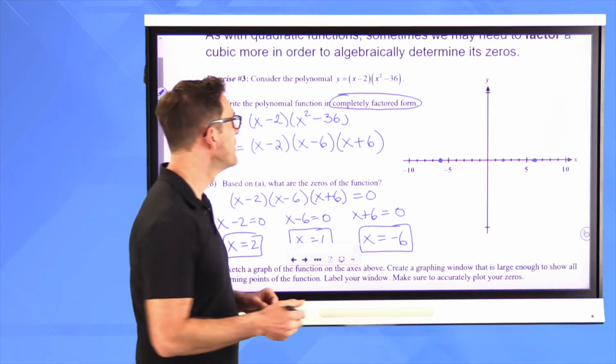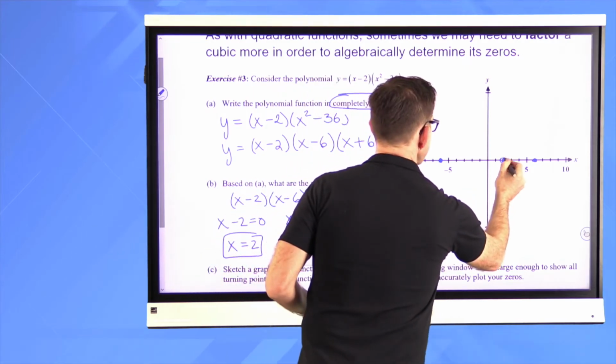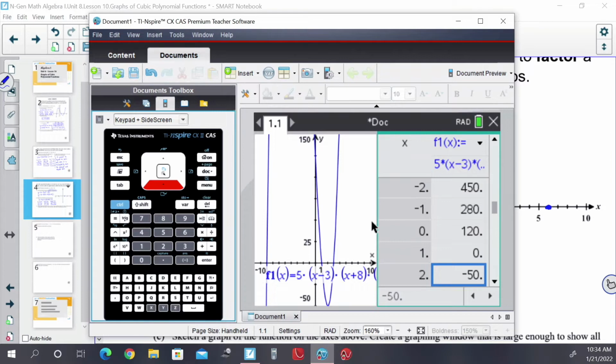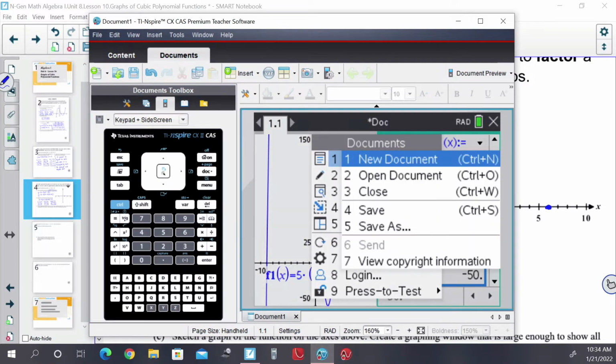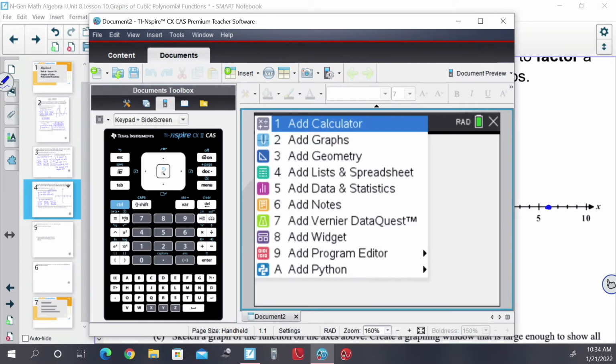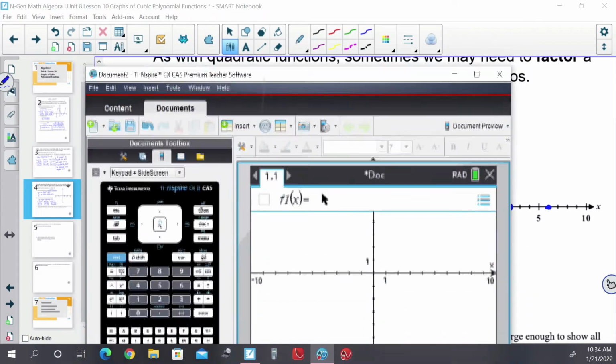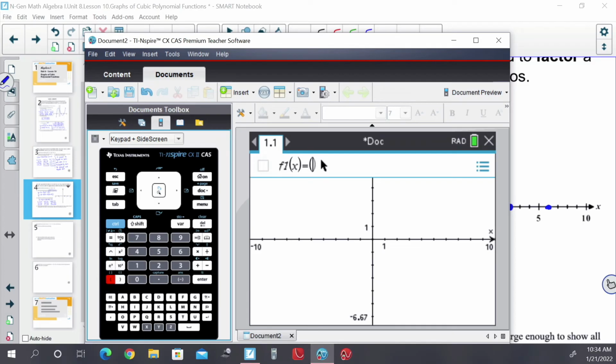All right, I'm going to make this zero maybe a little bit bigger so we really can see it. Again, I've got to bail out of here. I'm going to just open up a brand new file. Don't need to save that. I want my graph. My graph is x minus 2 times x squared minus 36.